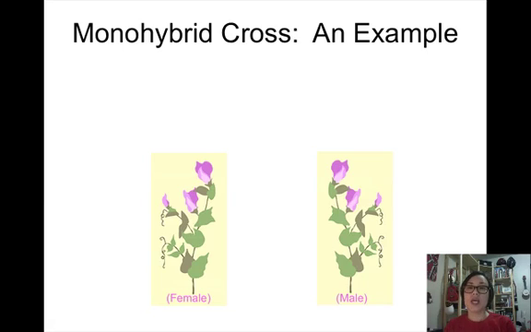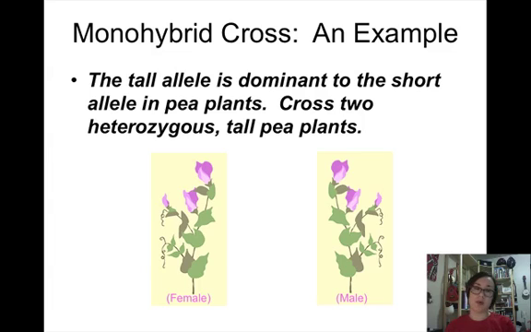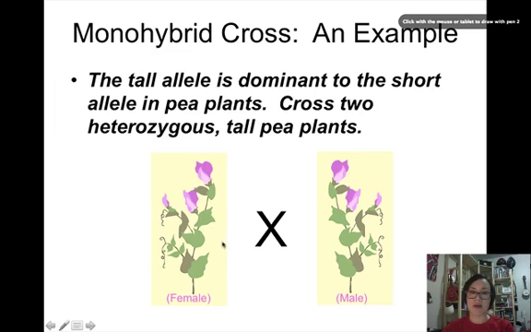All right, so here's our monohybrid cross example. If you look at our example, it says a tall allele is dominant to a short allele in pea plants. So we're going to cross two heterozygous tall pea plants, and here's our picture down here. We have our female and we have our male, obviously because this is sexual reproduction. Our job today is to figure out how to unlock a word problem like this and know where to start so that we can begin the process of figuring out how to populate our Punnett square and then predict possible outcomes for specific genotypes and phenotypes.